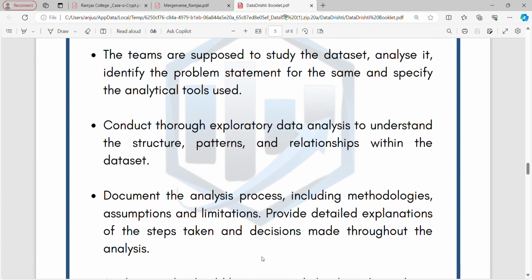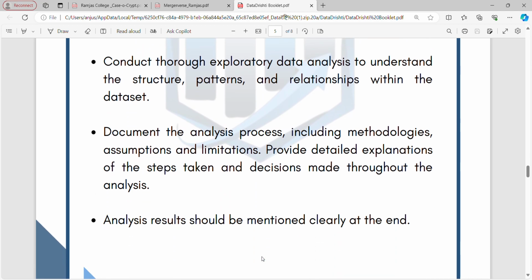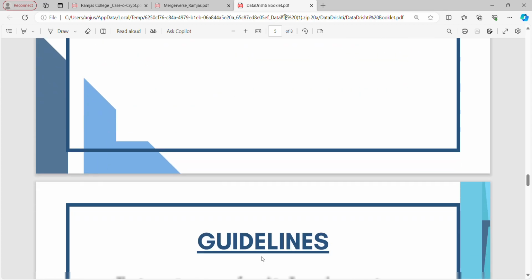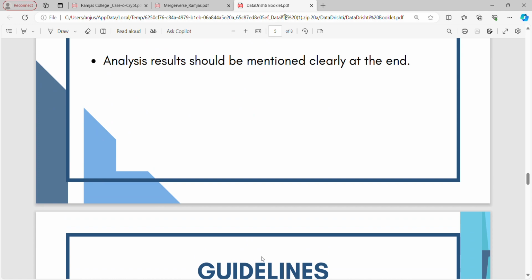The teams are supposed to study the data set, analyze it, identify the problem statement for the same, and specify the analytical tools used. Conduct thorough exploratory data analysis to understand the structure, patterns, and relationships within the data set. Document the analysis processes, including methodologies, assumptions, and limitations. Provide detailed explanations of the steps taken and decisions made throughout the analysis. Then analysis results should be mentioned clearly at the end.